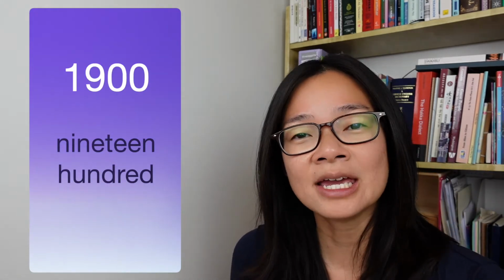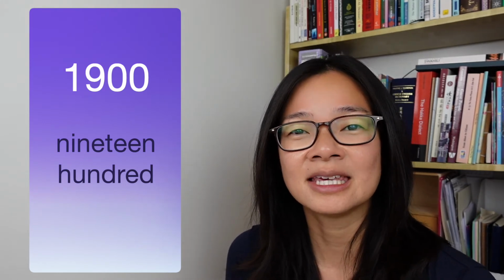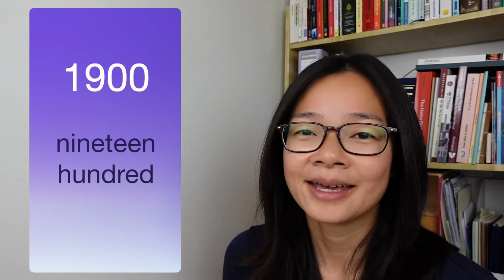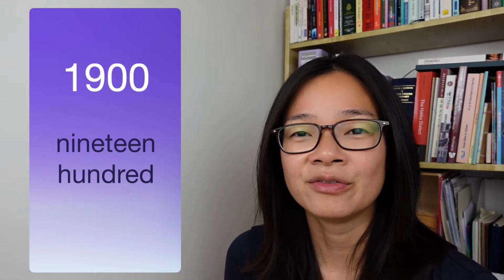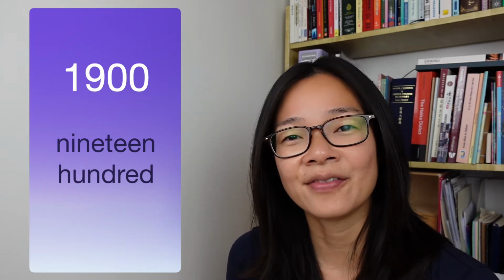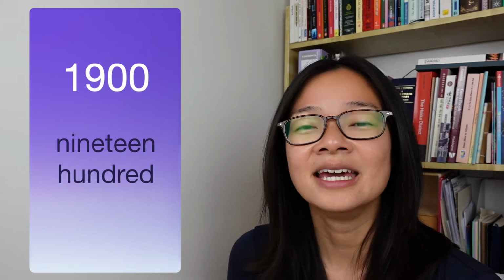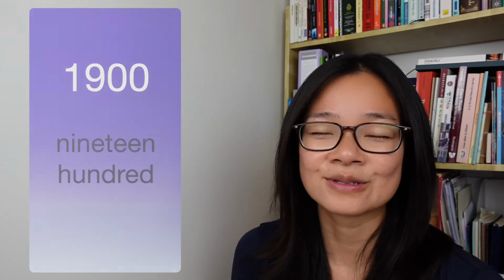So the year we're going to start with is this one. I'm going to say the numbers of the years for the people listening on the podcast. So it's the year 1900. And in English, we call this nineteen hundred. So you can see that we've basically divided the year into two sections. We're looking at the first two numbers and then the last two numbers. It's nineteen and then hundred because we have two zeros.